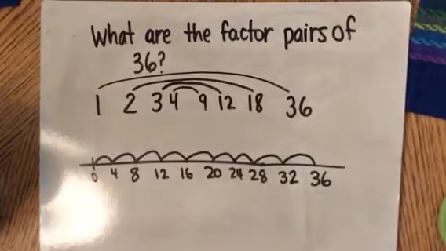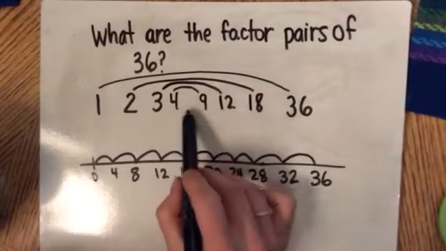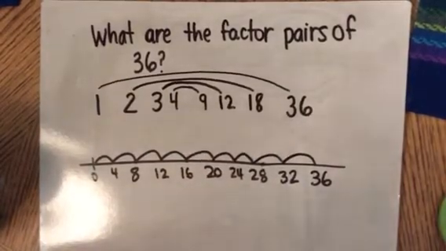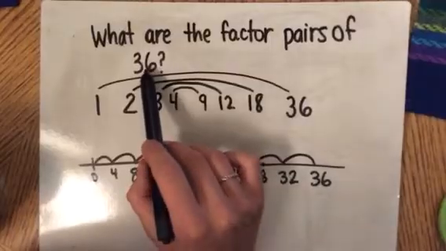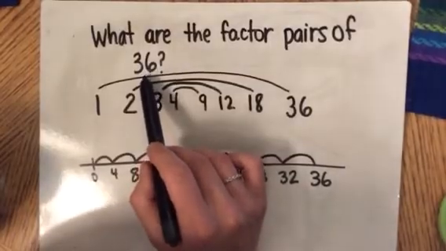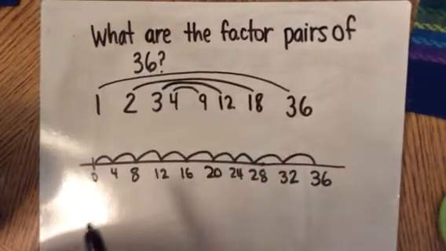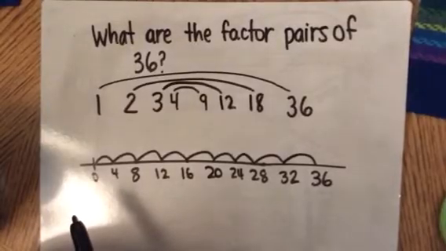Ooh, I'm still not done. I still need to try a few more numbers. What numbers do I still have to try? I know I need to try 5, but look at this 6. I know multiples of 5 end in 0 or 5. So this cannot be a multiple of 5.